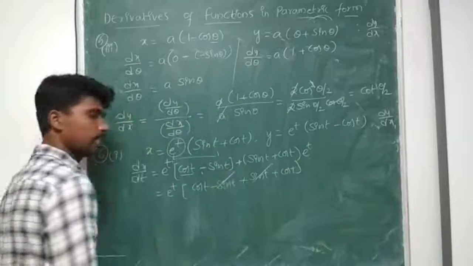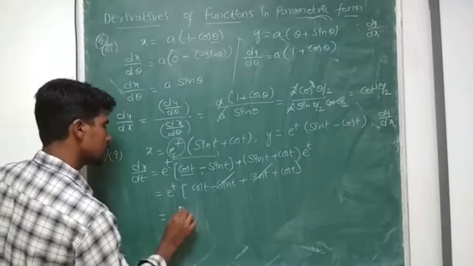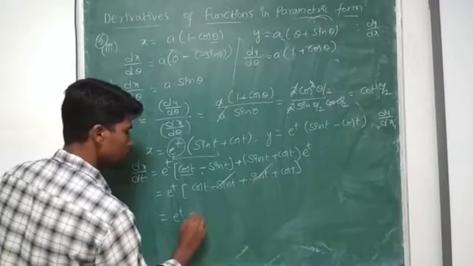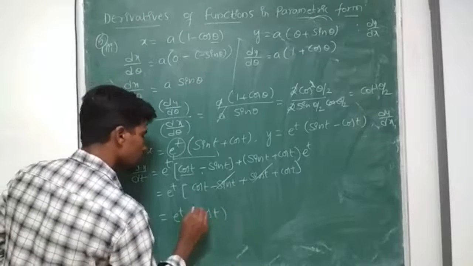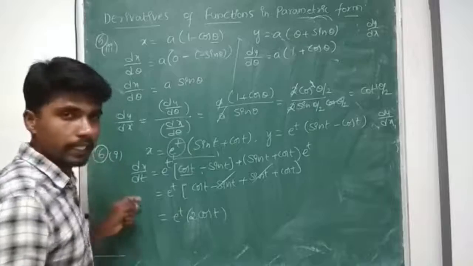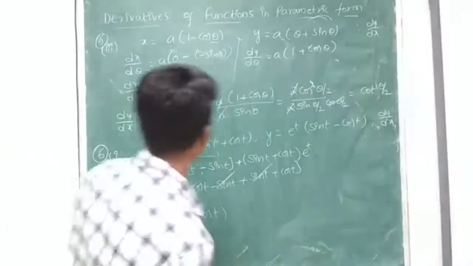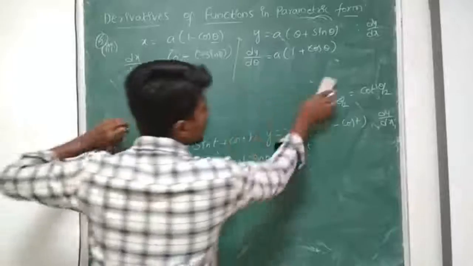Sin t minus sin t gets cancelled. So we get e power t into 2 cos t. That's nothing but dx by dt. Now I find out dy by dt.